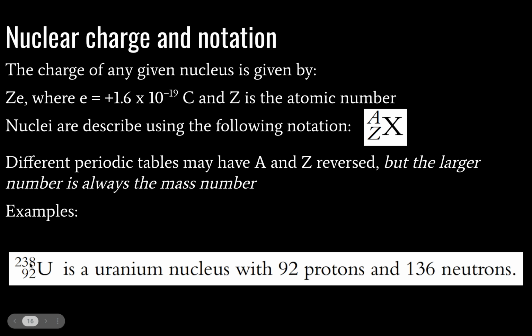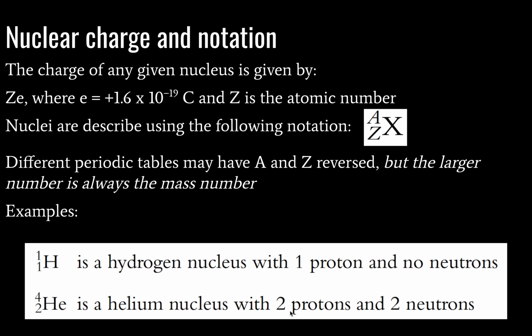We have uranium-238. We know that it's uranium because it has 92 protons, and all isotopes with 92 protons are uranium. This is how we define an element. The number of neutrons, you'll recall, is calculated by subtracting this smaller number from the larger number, and that gives us, in this isotope, 146 neutrons.